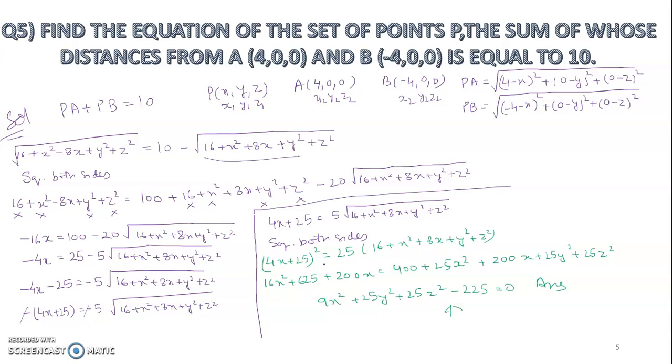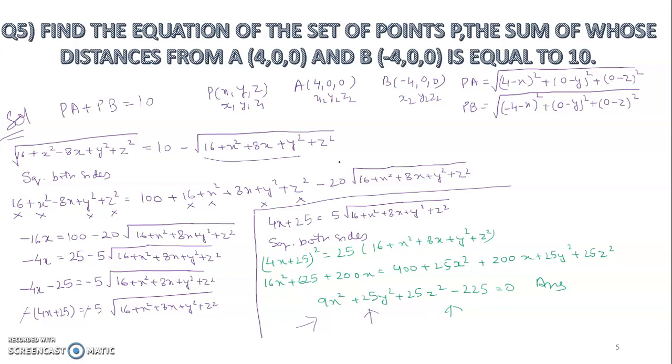Now it is a simple calculation, students. (a plus b) whole square is a square plus b square plus twice ab. So this will be 16x square, 25 whole square is 625, and 25 into 4 into 2, 100 into 2, 200x. Now multiply this: 25 into 16, 400 x square plus 25 into 8x plus 25 y square plus 25 z square. So solving this equation, you are left with 9x square plus 25 y square plus 25 z square minus 225 is equal to 0.